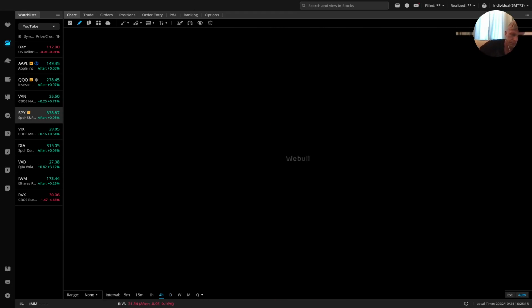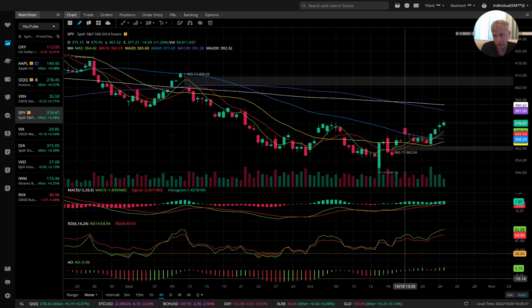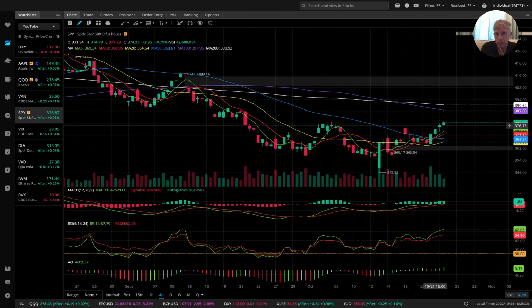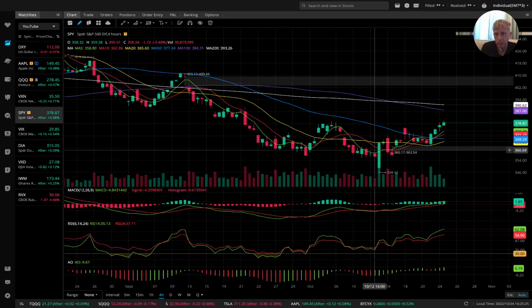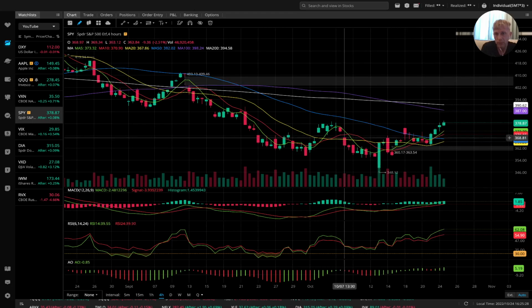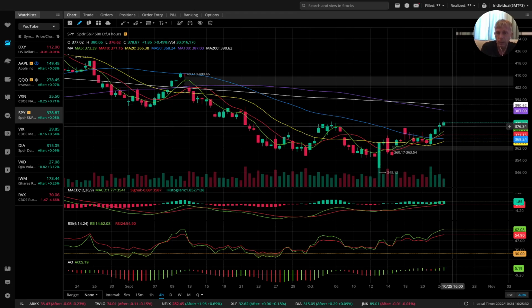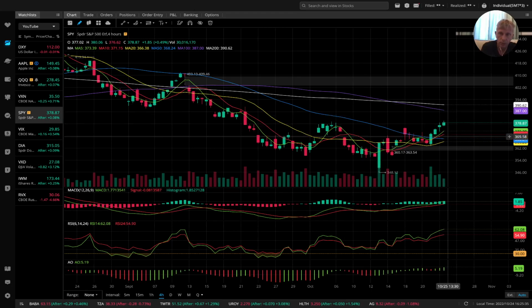4 hours. Bullish signal on all indicators. MACD, RSI, also oscillator. Bullish signal. We have a gap above us and a gap below us. Below the current state, close this gap. The huge gap was closed. Okay. Bullish signal on 4 hours. Far from MA20, but it's a bullish signal.